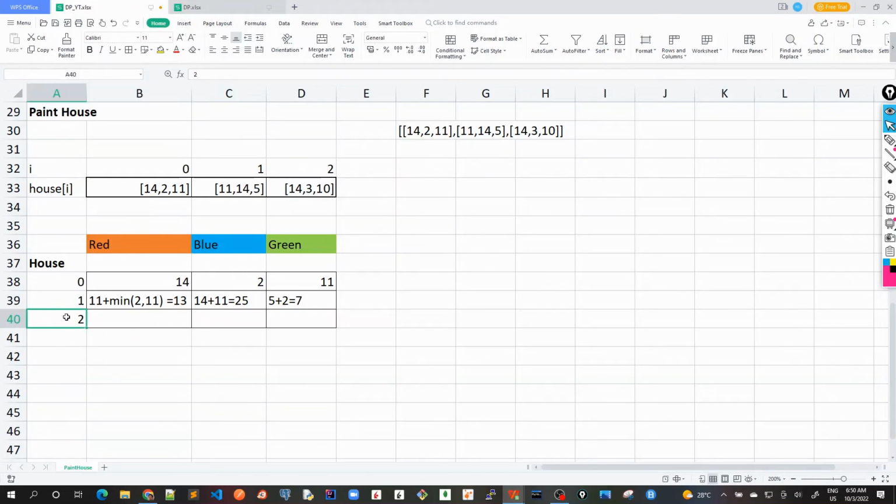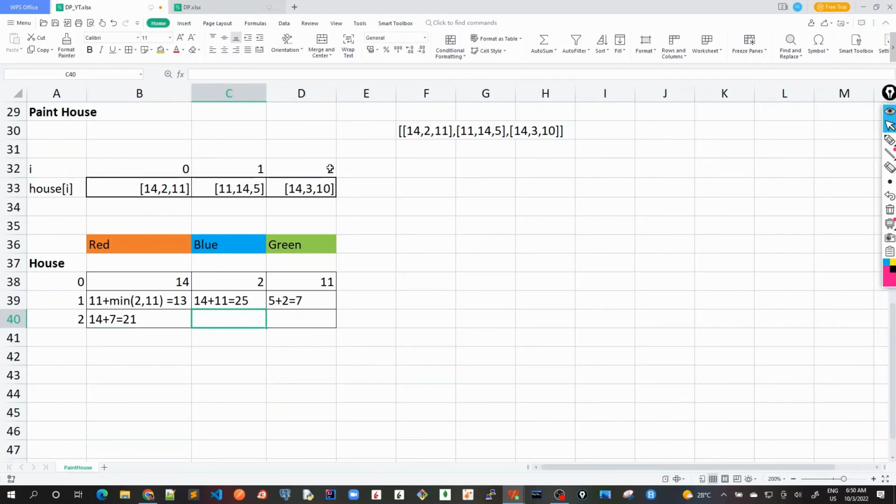Now let's go with the last house, the second one. If we have multiple houses, we can just add rows here and the formula would be the same. Okay. Now again, let's do the second house, the last house. If I'm painting this house with red, it means that the house with index 1 couldn't be painted with red, 11. It could be only 14 or 5. Right? So it would be 14 plus minimum of 25 and 7. For blue it is 25, for green it is 7. So it would be 7, right? So 14 plus 7, which is 21.